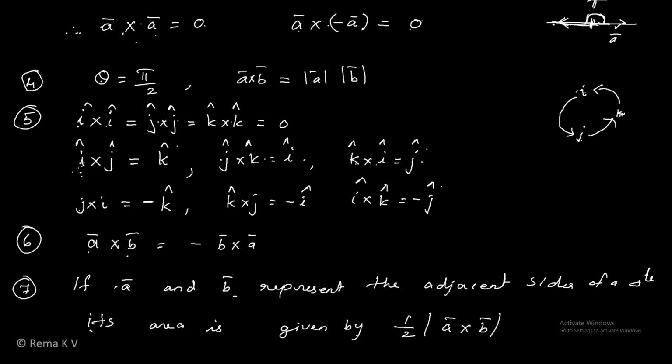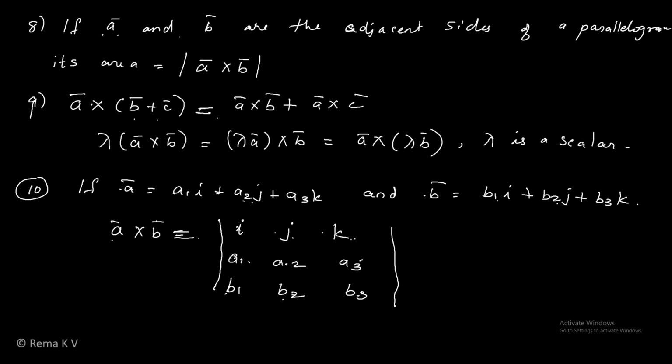Then to find the area of a triangle, it is half of modulus a cross b, if a and b are the adjacent sides. Similarly, to find the area of a parallelogram, if a and b are the adjacent sides, it is equal to modulus of a cross b. Then the distributive property here. And when a and b are given in component form, the cross product is given as the determinant ijk, a1, a2, a3, b1, b2, b3. That is the scalar components of vector a and the scalar components of vector b.